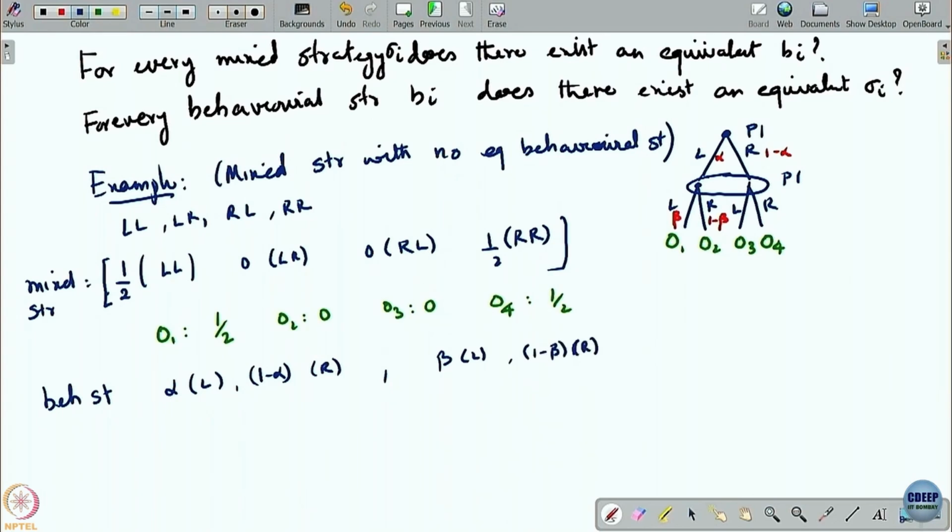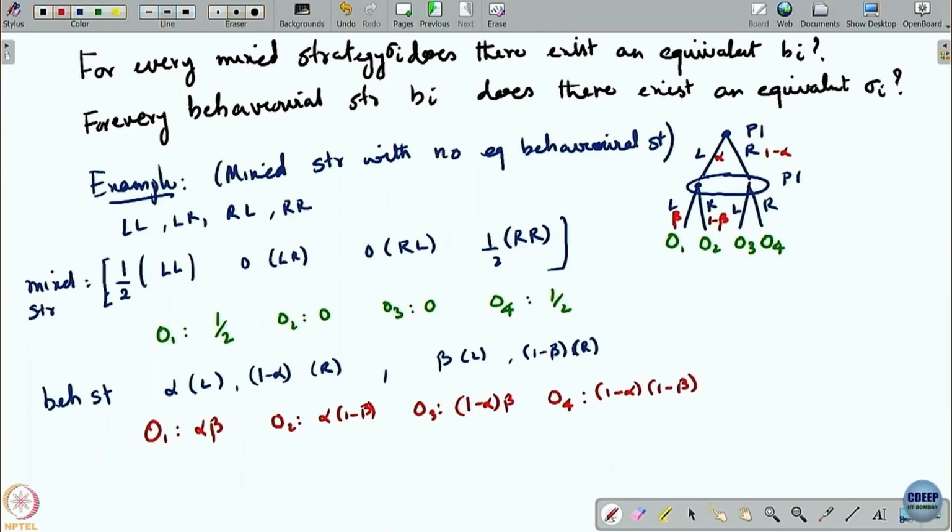Okay. And so now let us write out the probability of reaching these various nodes. So probability of reaching node O1 is alpha beta. Outcome O2 will come up with probability alpha into 1 minus beta. O3 will come with probability 1 minus alpha into beta. And O4 comes with 1 minus alpha times 1 minus beta.